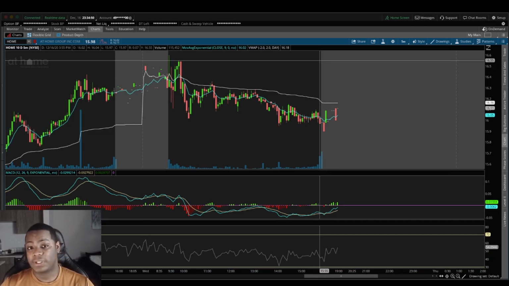Now, right now, if we're looking at Home on the 5-minute daily, that's what's on the screen right now. If you're looking at the 5-minute daily chart, you're not going to really know what to do. It doesn't give us enough information in order for us to determine where would be a good buy and where would be a good sell opportunity on Home.